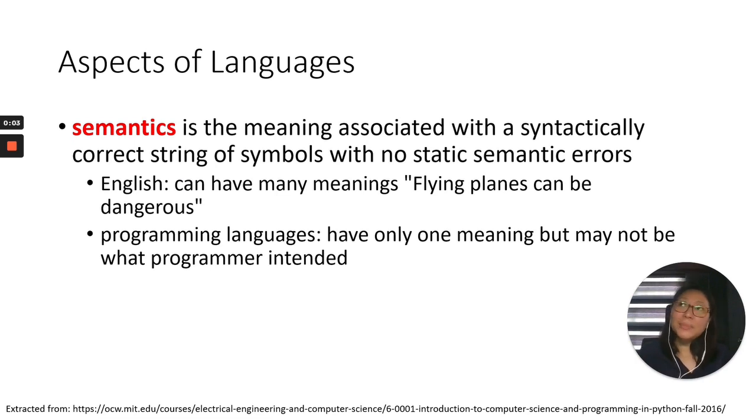In English, some sentences or phrases can have many meanings. For example, flying planes can be dangerous. It could mean that the act of flying planes is dangerous, or the plane that is flying is dangerous. Do you get what I mean? While in programming languages, an expression can only have one meaning. But the problem is sometimes that's not what the programmer intends to do. So it will never have another meaning.